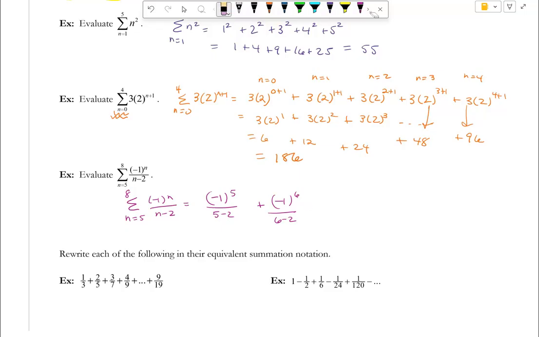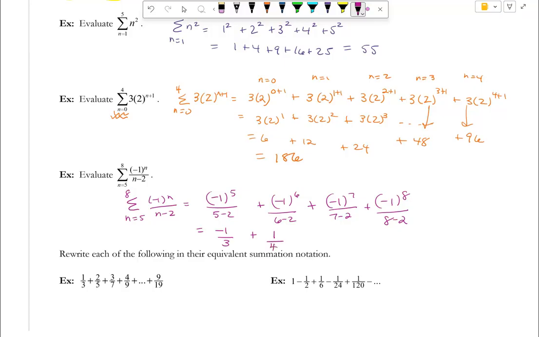We'll add to that negative 1 to the 7th power divided by 7 minus 2. And negative 1 to the 8th power divided by 8 minus 2. So I know when my exponent is odd, that negative 1 is still negative. 5 minus 2 is 3. So my first term is really just negative 1/3. My second term is positive. I can see this is an alternating sequence.